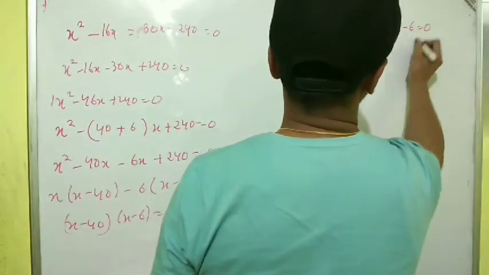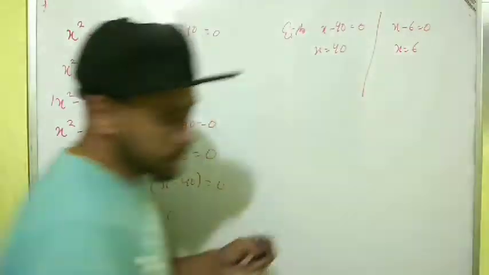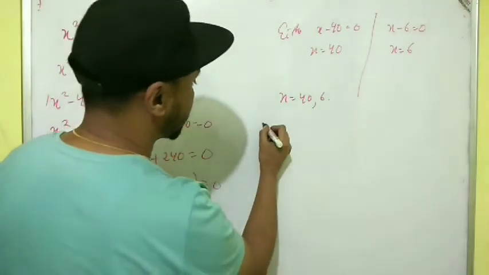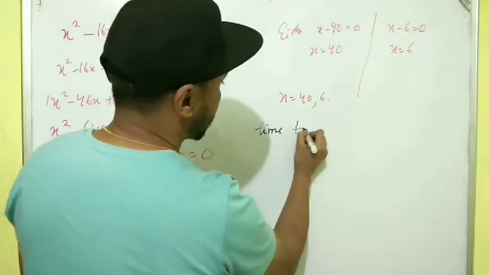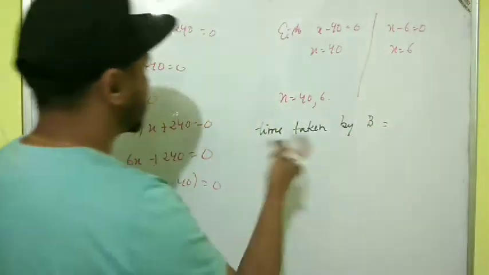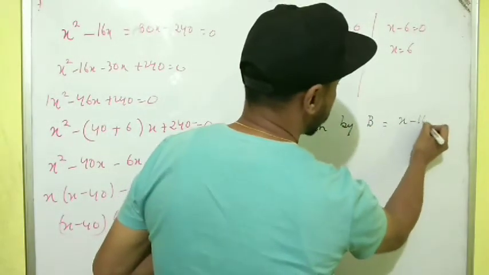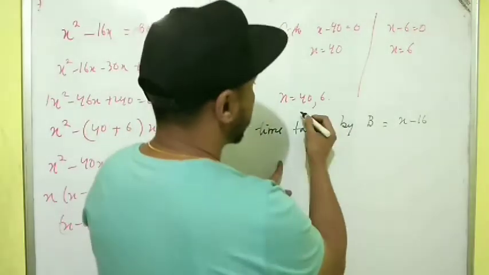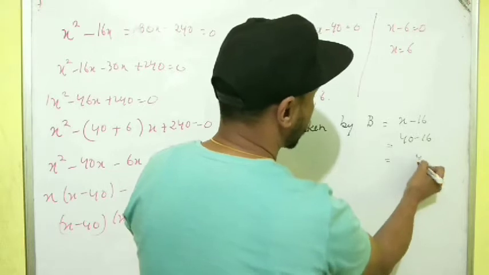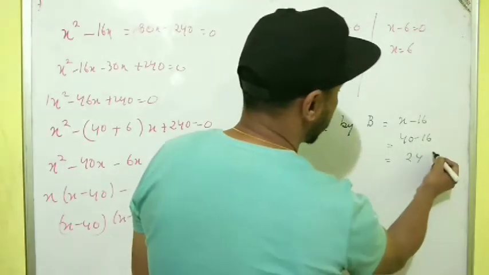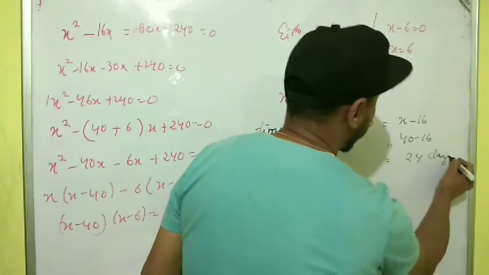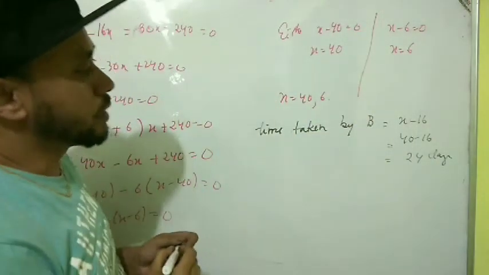Then x minus 6 is equal to 0, which gives x is equal to 6. So far we got two values of x, but what we are finding here is the time taken by B alone. So what is the relation? x minus 16. Now, if we take 40, then it will be 40 minus 16, which is 24 days. So B alone can finish the work in 24 days.